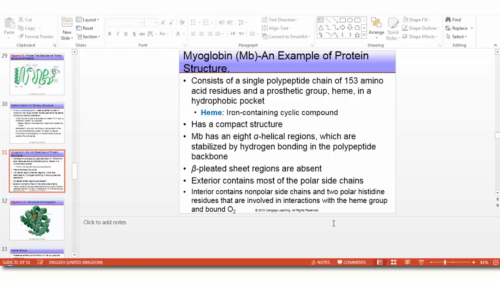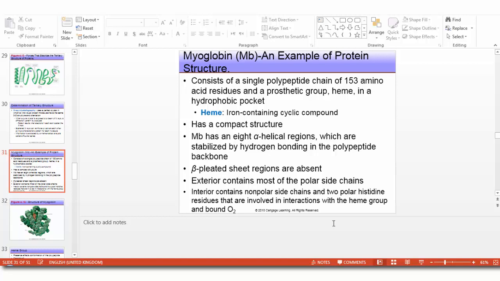Myoglobin has 8 alpha helical regions, which are designated A, B, C, D through H, and they are stabilized by hydrogen bonding in the polypeptide backbone. Beta-pleated sheet regions are absent from myoglobin. The exterior contains most of the polar side chains. The interior contains non-polar side chains and 2 polar histidine residues that are involved in interactions with the heme group and with bound oxygen. So again, myoglobin has 8 alpha helical regions and no beta-pleated sheet.